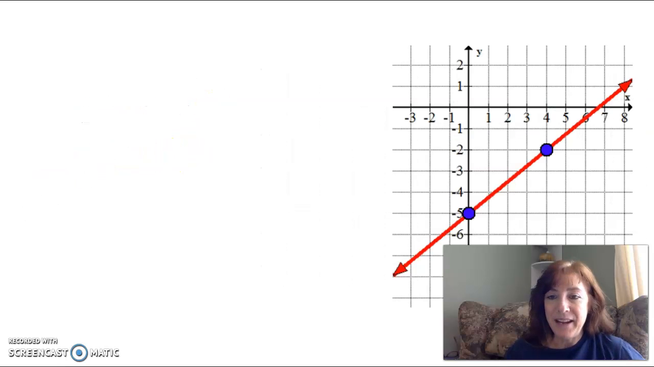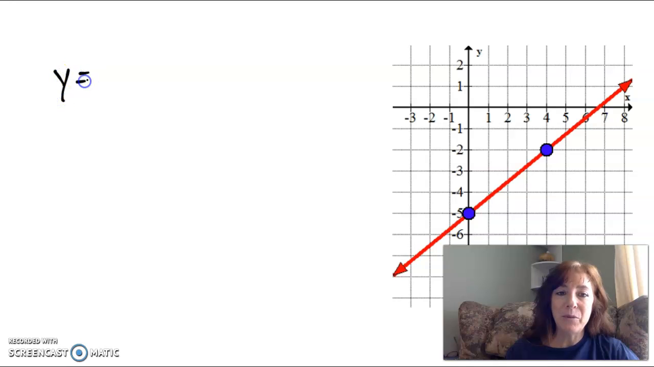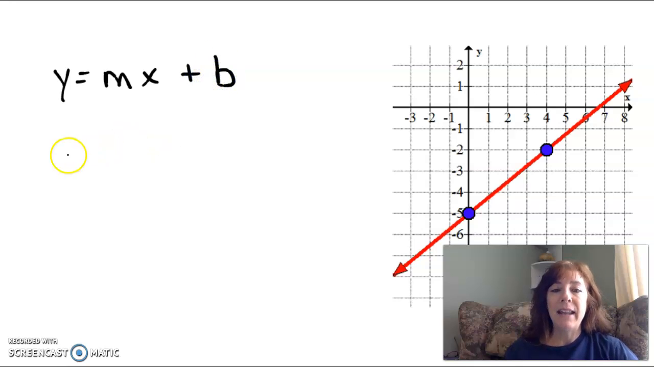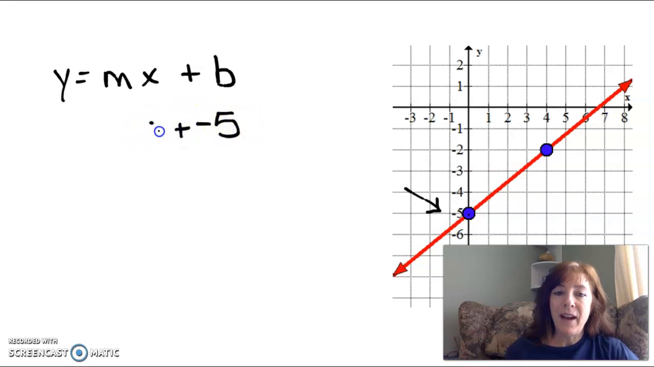Let's review. Here is an oblique or diagonal line. We want to write the equation of it. Our standard equation is y equals mx plus b. We need to find out m and b. b is the easiest one. b is the y-intercept. It's where the line crosses the y-axis. So b is -5. Now, if I can just figure out what m is, I've got the equation of my line. m is my slope. It is rise over run.